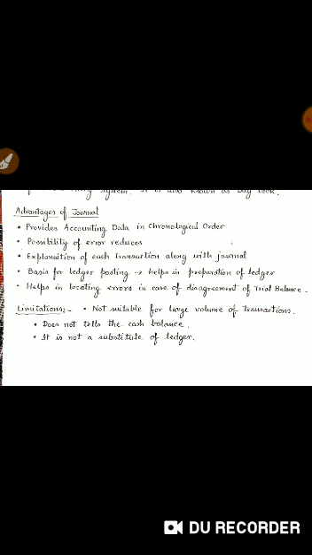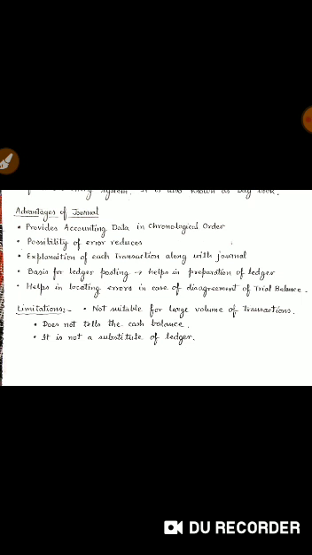Next topic is limitation of journal. What are the limitations or drawbacks of journal? The first limitation is that it is not suitable for a large volume of transactions. It means that if the business is small, then we can use journal for recording all types of transactions in the journal.